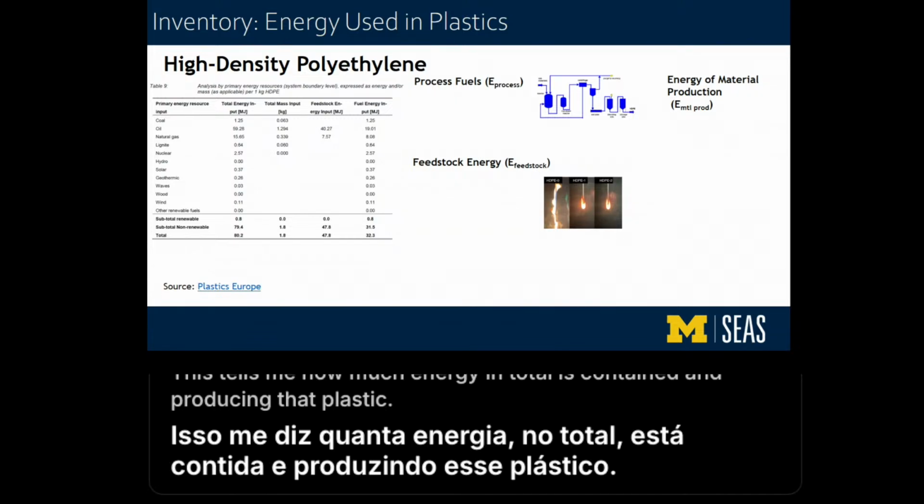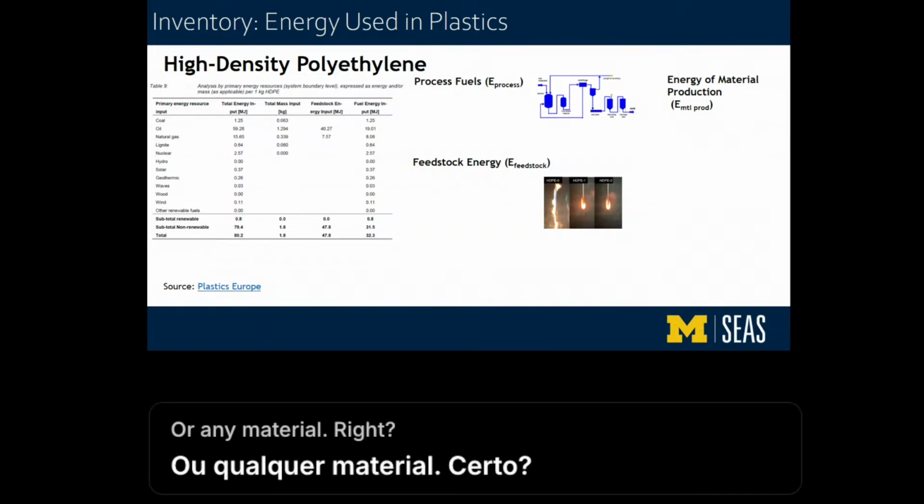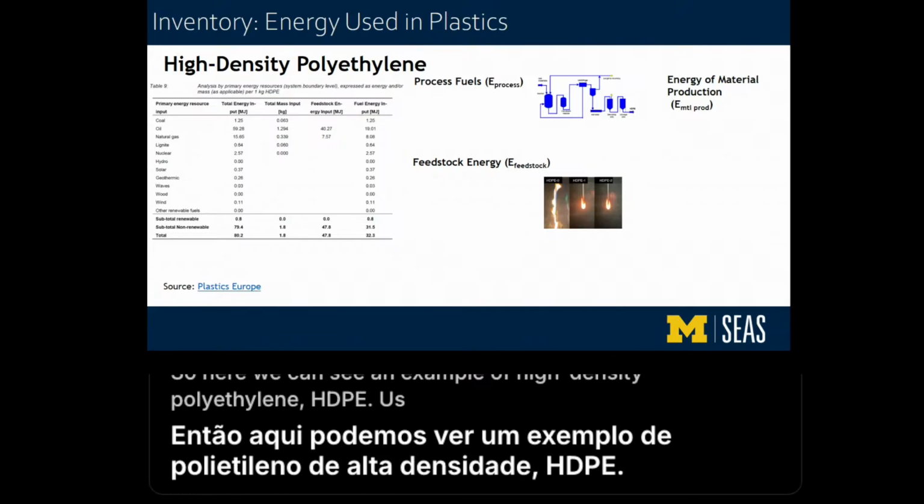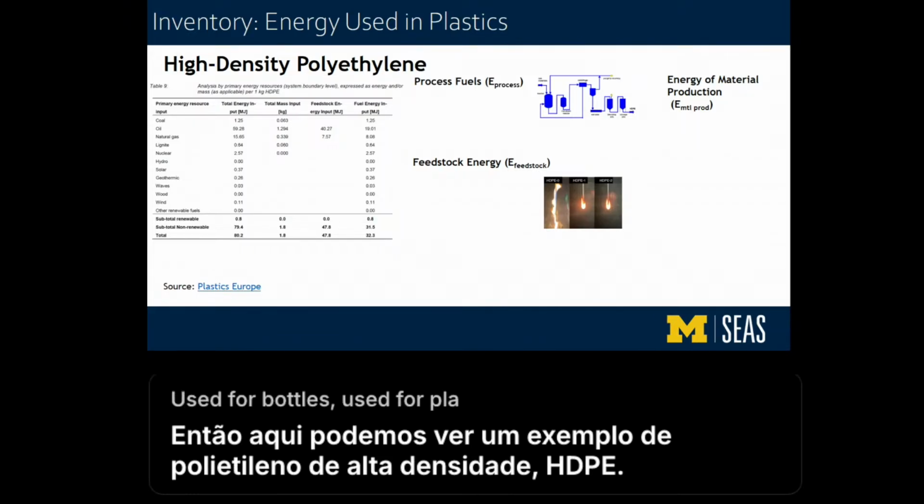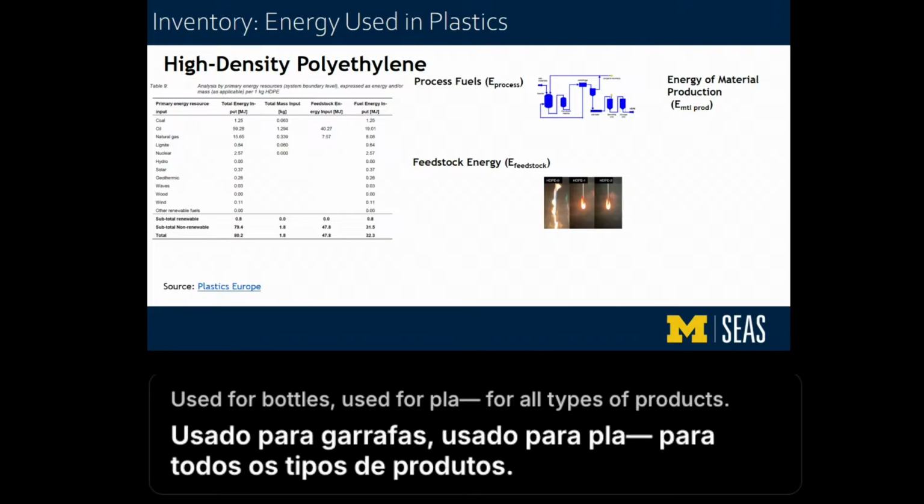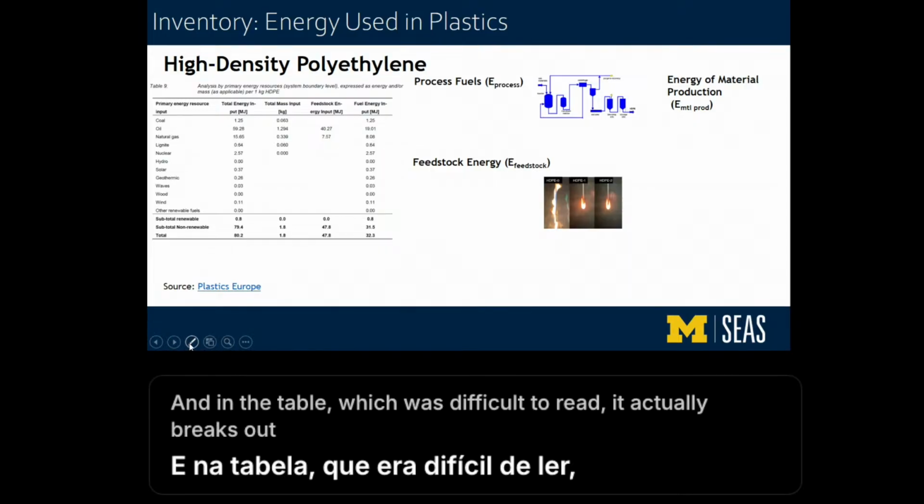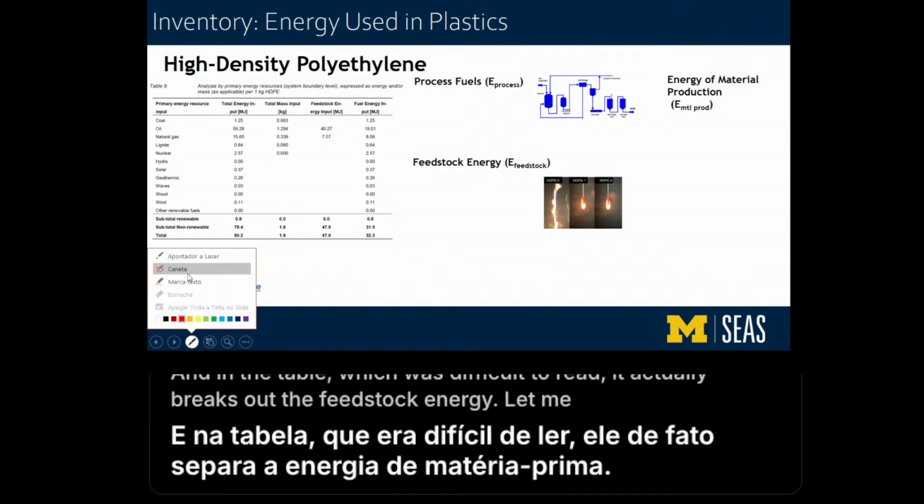So here we can see an example of high-density polyethylene, HDPE, used for bottles, used for all types of products. And in the table, which is difficult to read, it actually breaks out the feedstock energy. Let me get this over here. Come on.